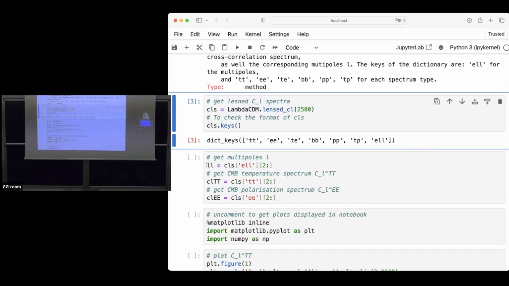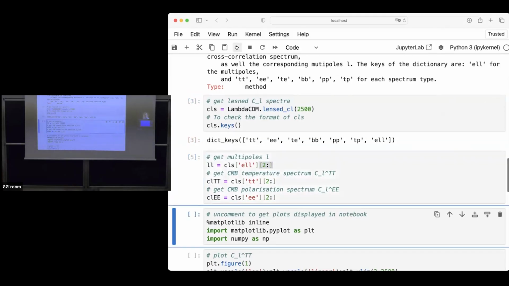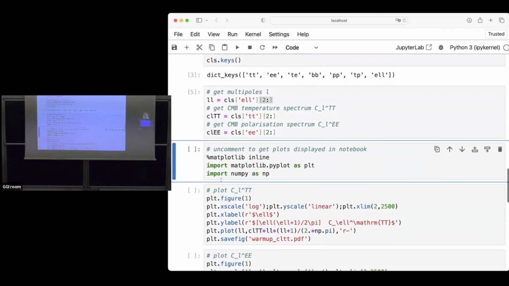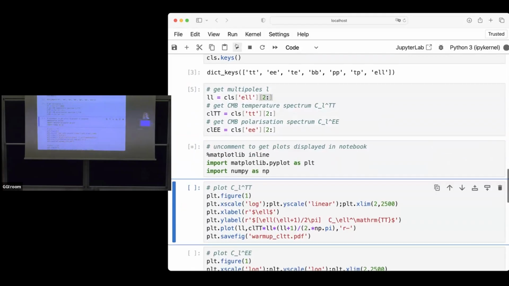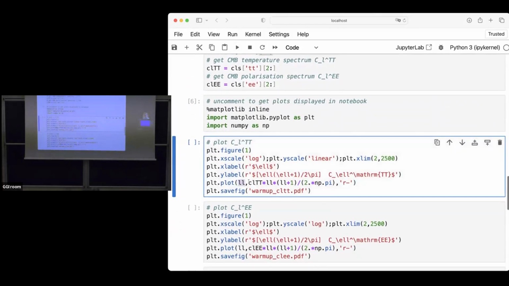So now it's a piece of cake. I extract from my CL the multiples and the CLTT and the CLEE, and this is used to say that I want to start at the quadrupole. Now this is in arrays, and I want to plot. So I will plot L and CLTT, and usually we always normalize CLTT by L(L+1)/2π. This is what you see in any plot of the CMB spectra.